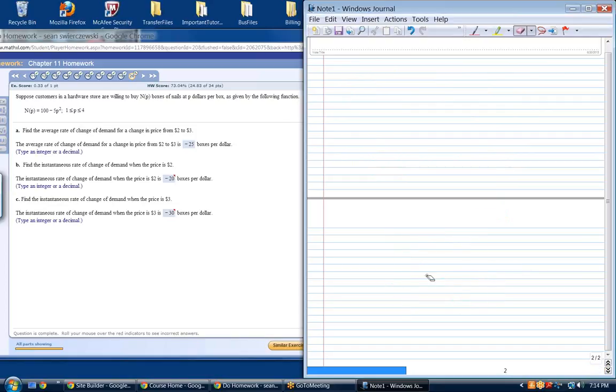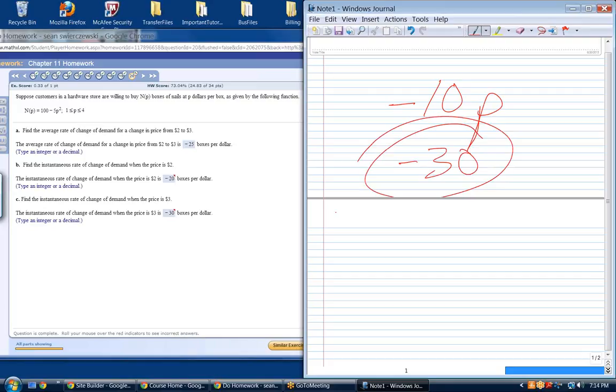And let's look at the third part of this. The instantaneous rate of change of demand when the price is $3. Well, what was my first derivative? It was minus 10p. So when p is 3, it's minus 30. See how easy it is? Once you know the first derivative, these become easy.